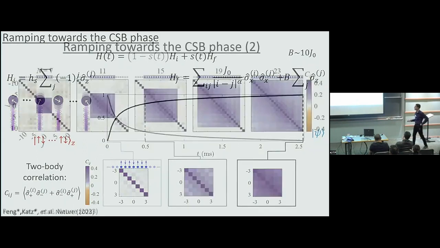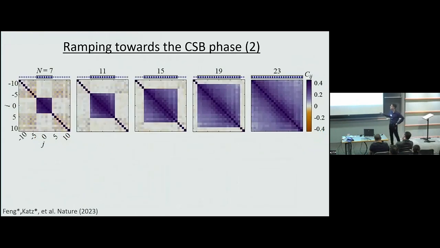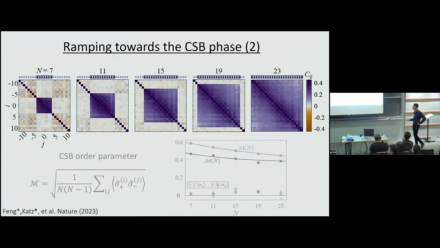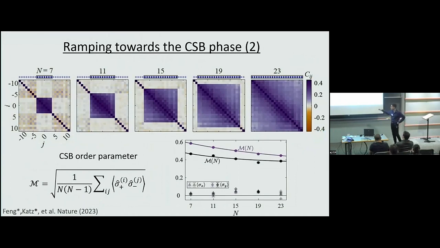And then we can extend it, and for the same ion chain, we can illuminate 7, 11, 15, 19, and 23 ions, and we find positive long-range correlations. We can quantify this, for example, by taking the continuous symmetry breaking order parameter, that is the average correlation, and seeing that it is relatively high as we increase the system size, compared with the average magnetization that is always near 0.